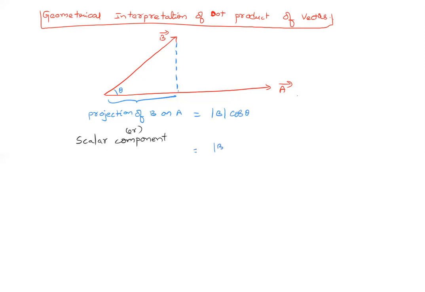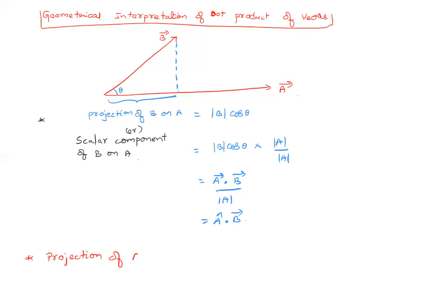Now if you multiply this mod b cos theta with mod a by mod a, this will become a bar dot b bar whole divided by mod a, which will indicate a cap dot b bar. Similarly, here the scalar component of b on a, or projection of b on a, is given. Now, if you are considering projection of a on b, you will simply do b cap dot a bar.